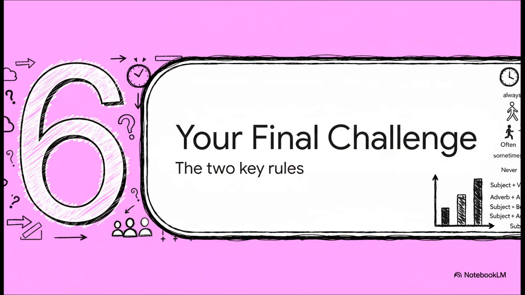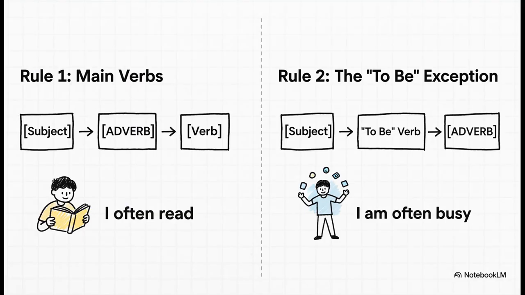So now for your final challenge. We've gone through a lot, but really it all boils down to just 2 simple rules. Let's lock them in. This is it. This is the whole thing in a nutshell. The 2 rules to remember. Number 1. For most verbs, the adverb goes before the verb. Think, I often read. And number 2. For the special verb to be, the adverb goes after it. Think, I am often busy.